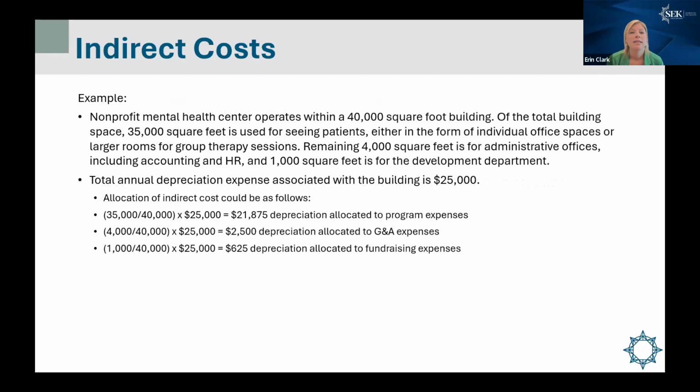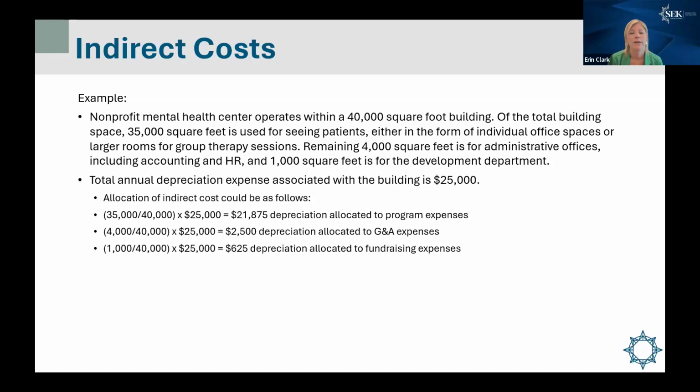To give an example of indirect costs related to depreciation, I'm not going to read this, but the idea here is that we have an organization that operates within a 40,000 square foot building. Within that space, we are roughly estimating 35,000 square feet is being used to see patients in some capacity. 4,000 square feet is administrative offices, accounting, HR, etc. And then 1,000 square feet is used for a development department.